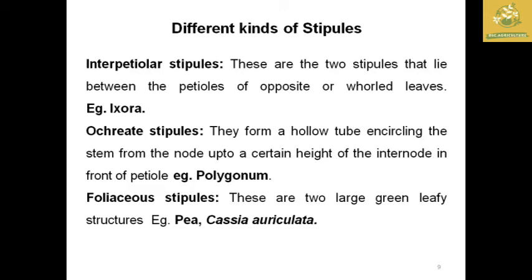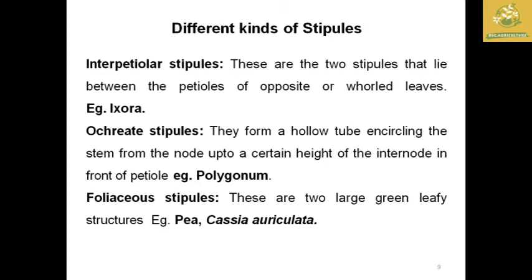And the interpetiolar stipules are where the 2 stipules lie between the opposite petioles, so the point of the stipules gives a hole-like structure, which is known as interpetiolar stipules. And ochreate stipules are where they have a hollow tube encircling the stem at the node, and which can grow up to a certain height of the internode from the front of the petiole.